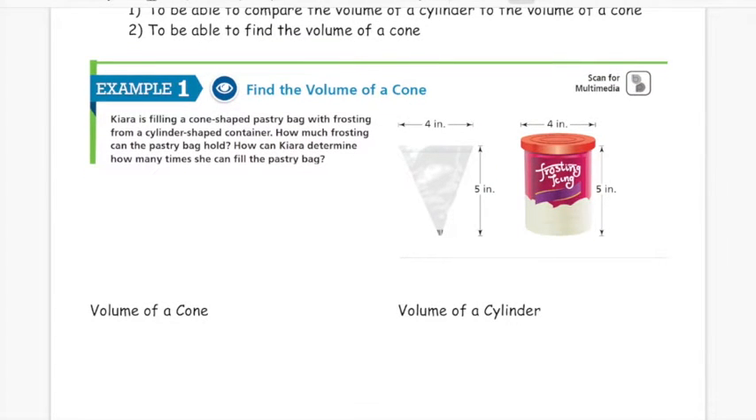So we need to know the formula for finding the volume of a cone. We don't know what the volume of a cone is. But we do know the volume of a cylinder is equal to, please type that in, the base times the height. Or the volume of a cylinder, the base is pi r squared times the height. So now we're going to watch a short video comparing the volume of a cone with the volume of a cylinder.